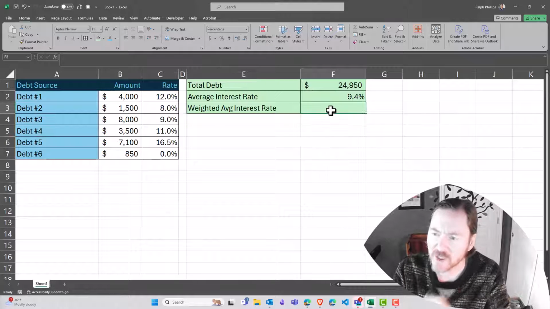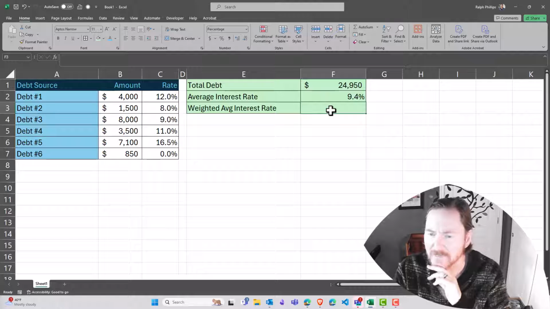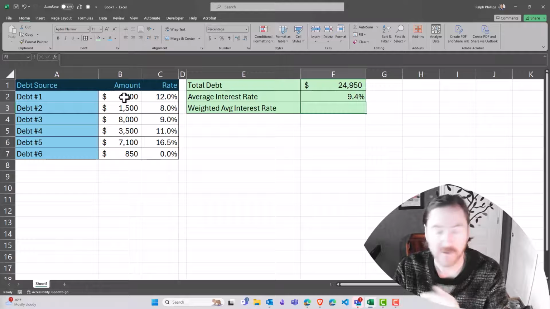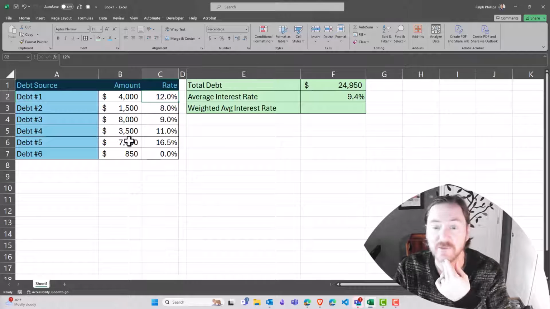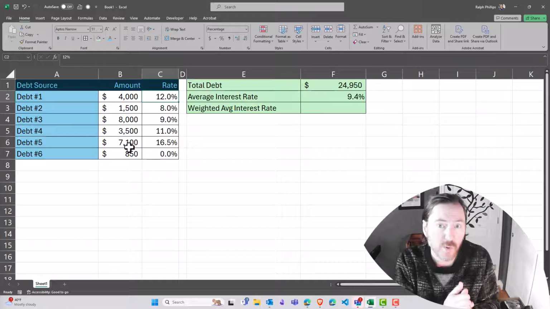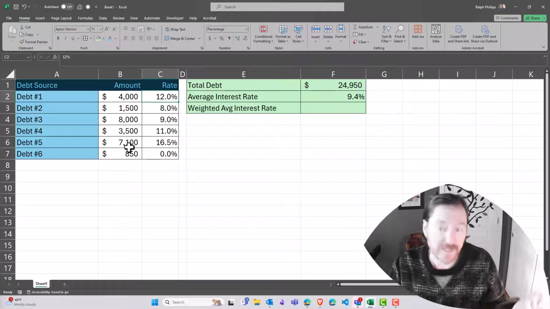So weighted average is actually pretty easy. You can type it out in longhand, which sometimes I do just to kind of illustrate the parts, but basically what you would be doing there to calculate it longhand, just a formula, you'd be taking the proportion of an individual debt compared to the total debt, so 4,000 divided by 24,000, and that would give you a percentage. And you'd multiply that percentage by that particular interest rate, and it would be some number less than the interest rate. And then you would do the same thing for each debt source, and you would get all of these proportions of the interest rate, and then you would add all those up together. And that would give you the weighted average.